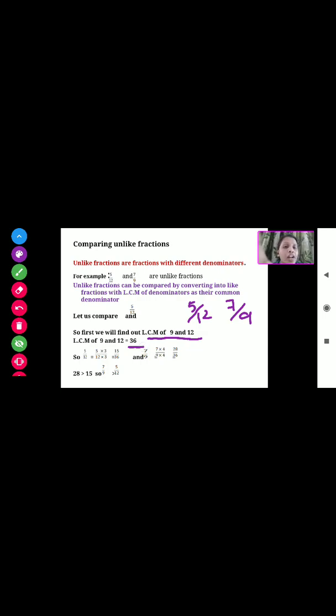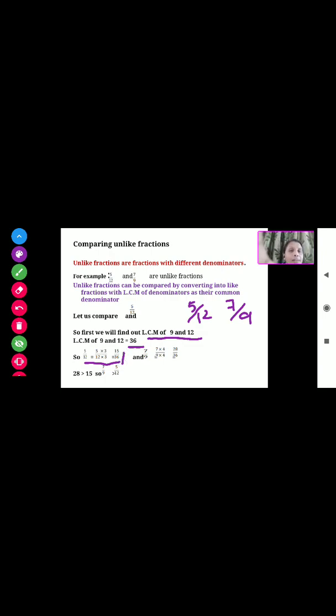So here what we have to do? We have to convert 12 into 36. So 12 3s are 36. So to convert 12 into 36, we will multiply 12 by 3. So we have to multiply 5 also with 3. So here it will become 15 by 36.